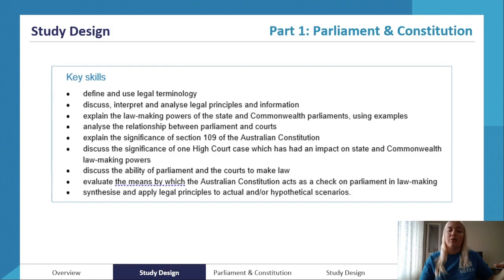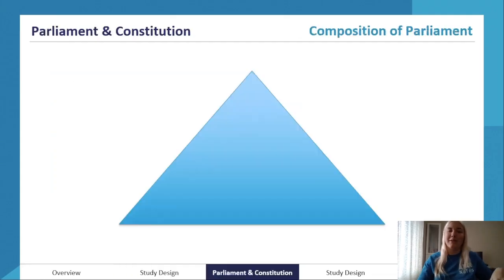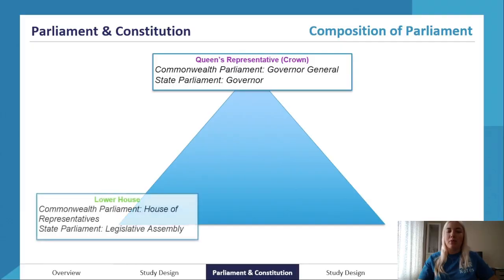So, if you haven't already, make sure you have your study design for legal studies printed out, sitting on your desk, actually annotated, and you use that to study, because that's the best way to prepare for the exam. You won't get anything outside of the study design. You can also use these key skills dot points to form your own practice questions, because they tell you exactly what kind of questions you might get. All right, let's get started with that part one.